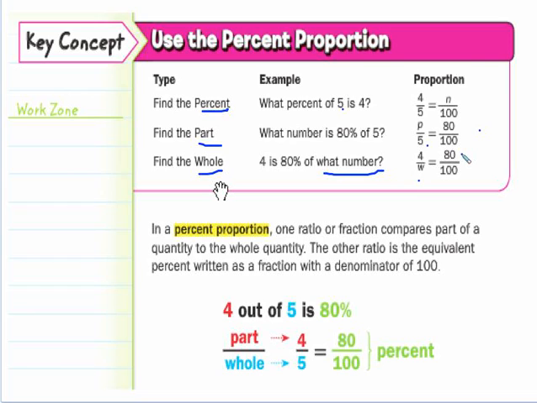So in a percent proportion, one ratio or fraction compares part of a quantity to the whole quantity. The other ratio is the equivalent percent written as a fraction with a denominator of 100. So we always know a percent is out of 100, so that 100 is always the denominator of the percent ratio. So 4 out of 5 is equal to 80%. 4 is the part, 5 is the whole, 80 is the percent, 100 is what the percent is always out of. Let's do some examples.